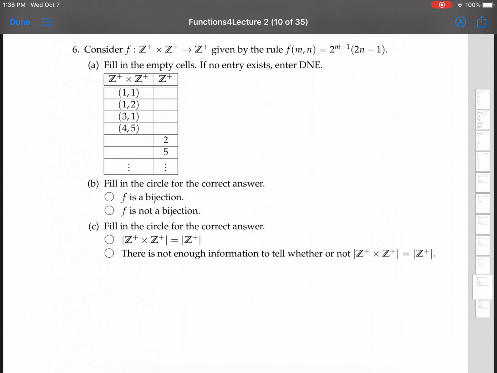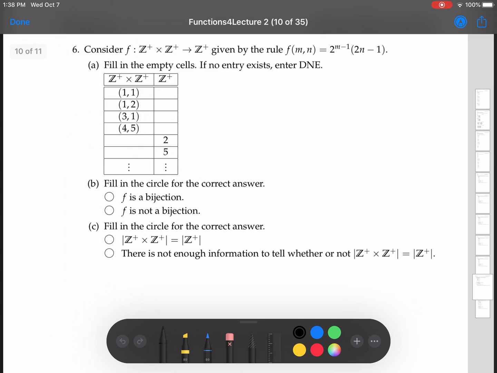All right, we've seen this function before. Well, almost. Not exactly. The only difference between this one and the one we've seen before is this right here. The one we saw before went to the natural numbers, not to the positive integers. Remember, Z plus is the positive integers.